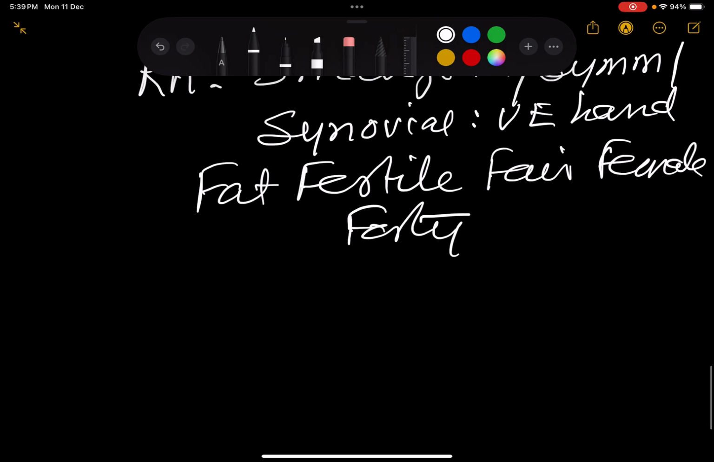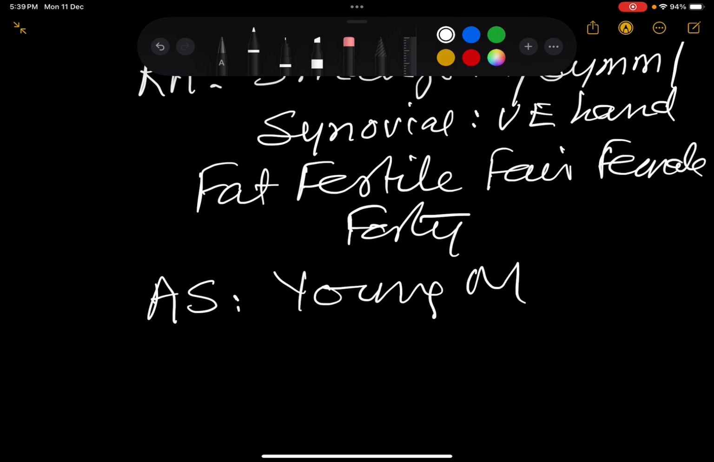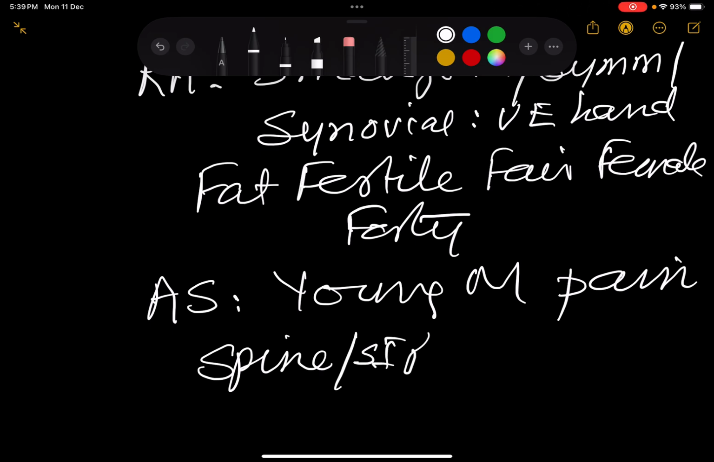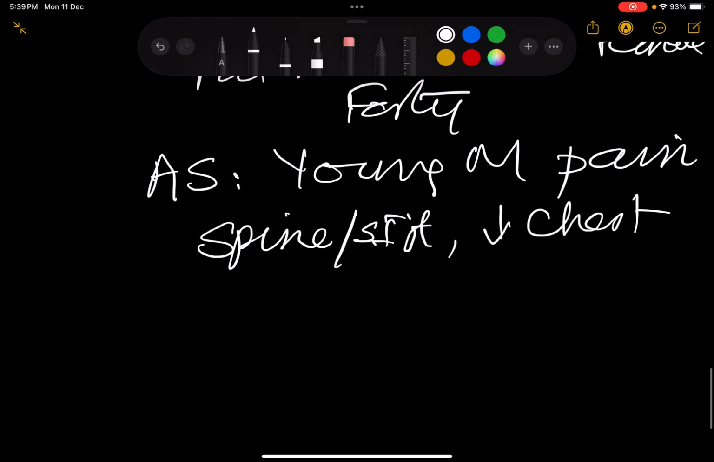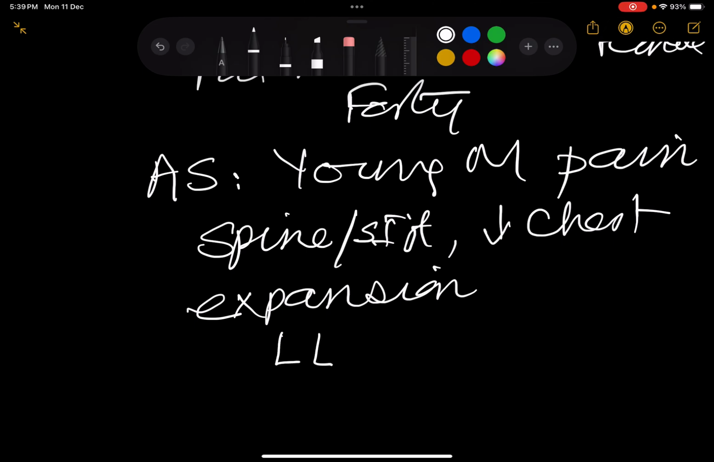The ankylosing spondylitis is a young male with pain, spine involvement, spine and sacroiliac joint involvement, decreased chest expansion, and lower limb asymmetrical involvement of large joints like knee.